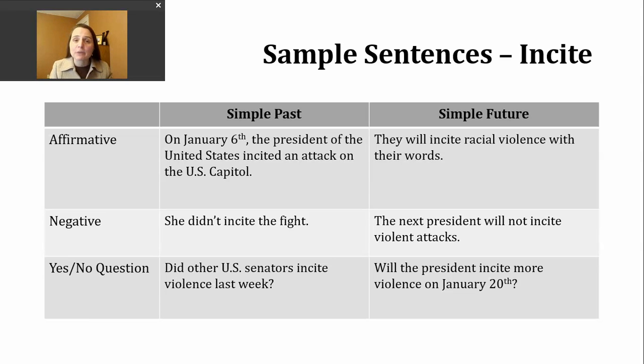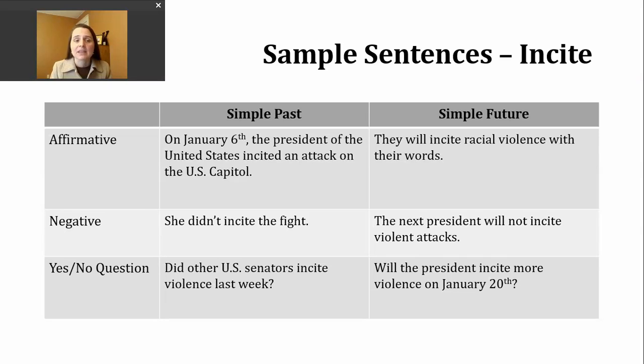To make an affirmative sentence in the simple past tense, we're going to use our past tense form of the verb. So this will be the form that ends with a D. Let's look at my example. On January 6th, the President of the United States incited an attack on the U.S. Capitol. So here, what is being described is that the President persuaded people to engage in violence at the U.S. Capitol building.